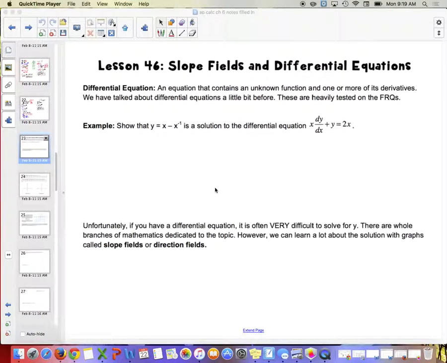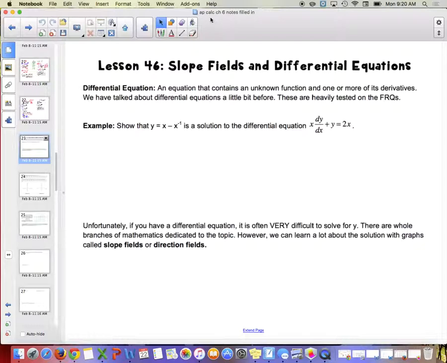6 is on slope fields and differential equations. A differential equation is an equation that contains an unknown function and one or more of its derivatives. We've dealt with these before. It's basically when you have a y prime and a y in the same equation. We've done the ones where we have y prime and we have to go backwards and solve for y. But now we're going to have things where we have maybe a y prime and a y in the same equation.